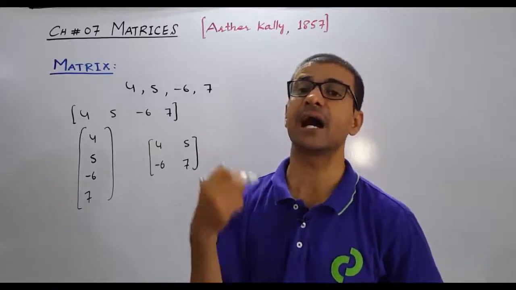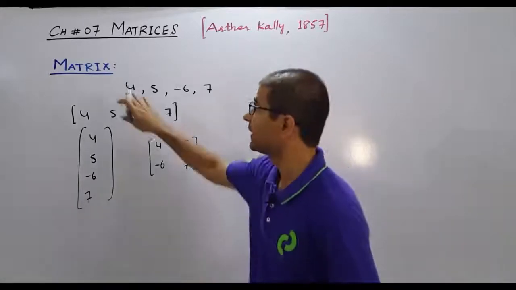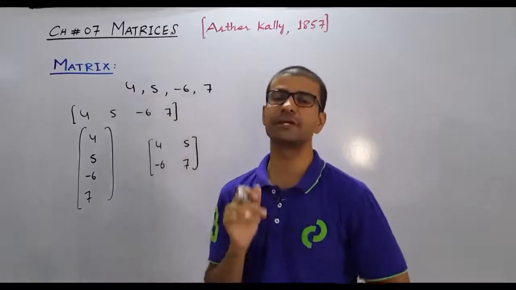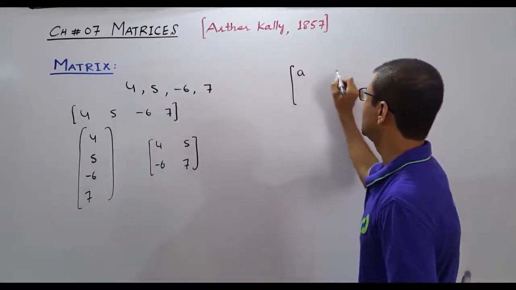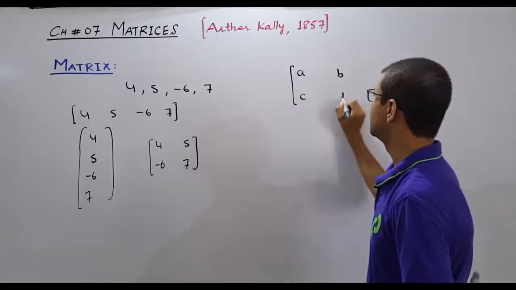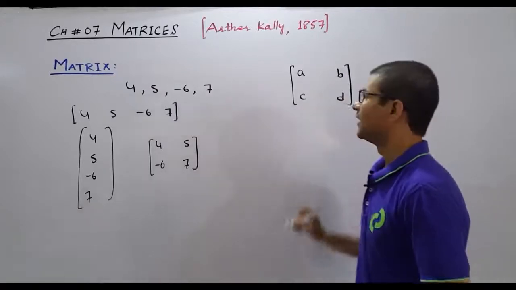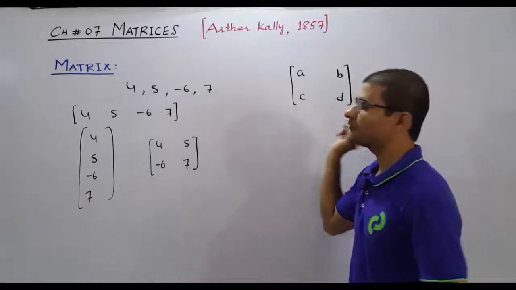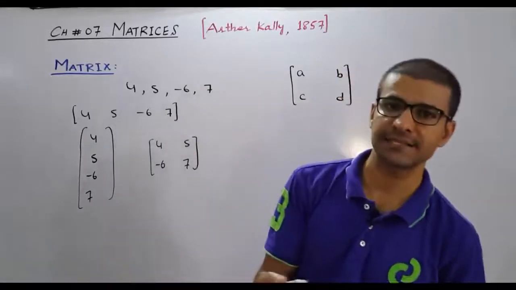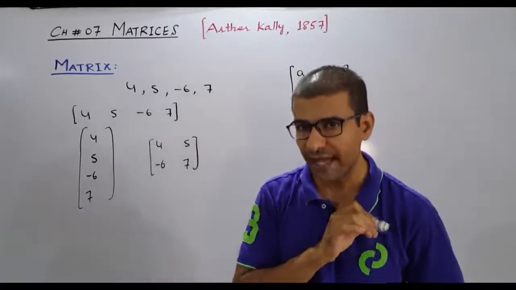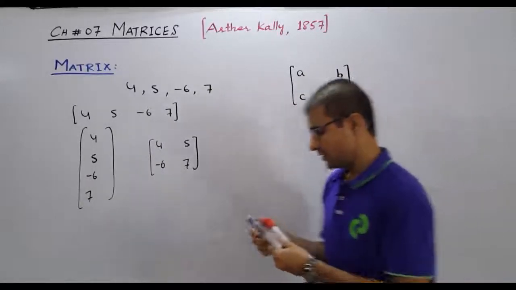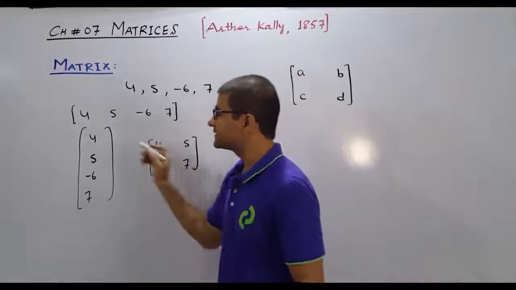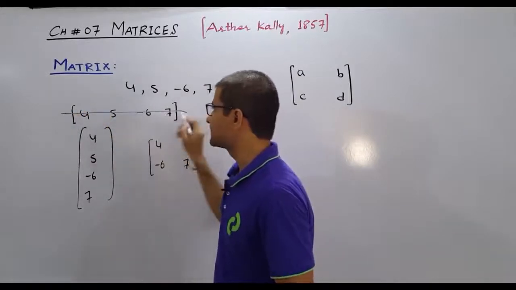So students, what is matrix? Matrix is just an arrangement. Arrangement of what? Arrangement of numbers, arrangement of letters. A, B, C, D is also a matrix. Arrangement of numbers, letters, symbols, characters, arrangement of anything is called a matrix. And this arrangement is in form of rows.